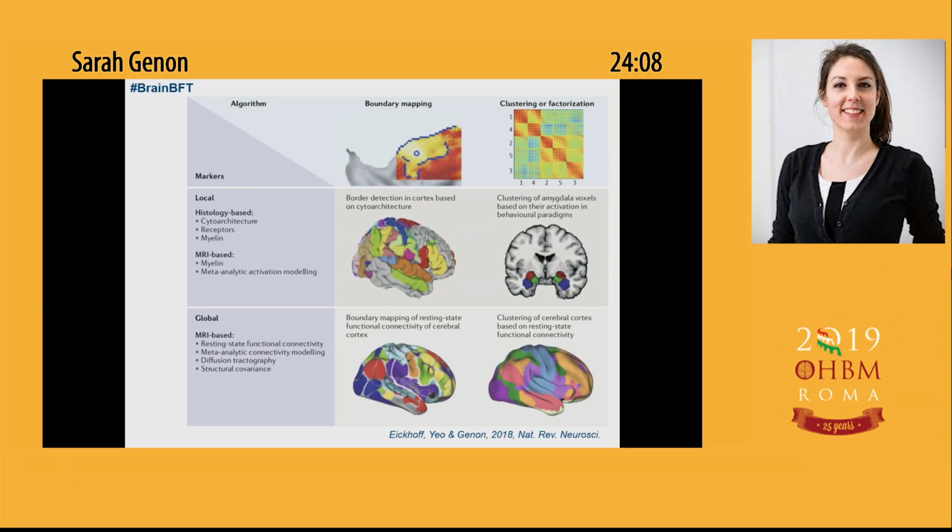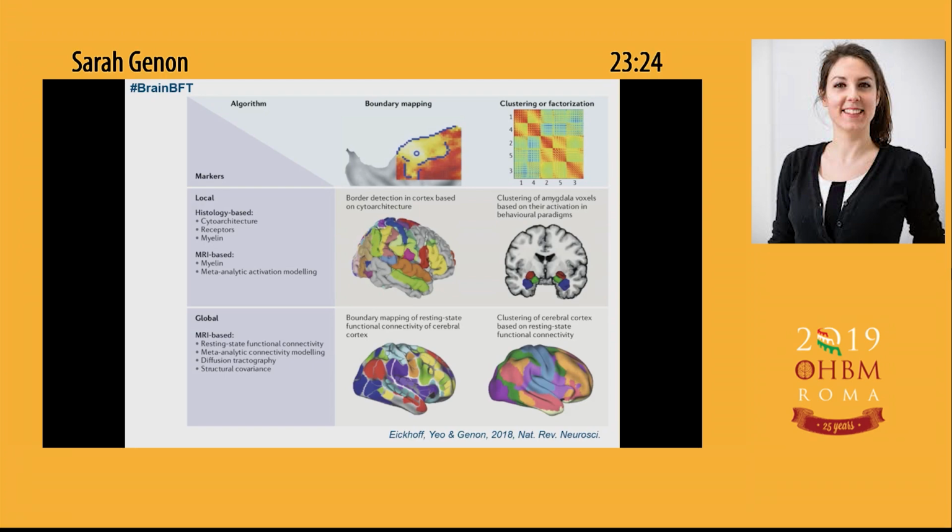Importantly, there is no assignment between the technique used, local or global, and the feature used, local or global. So basically, you can use any of those features with any kind of technique. For example, some authors have used a border detection approach with resting state data. This is what you see in the left inferior corner. And some authors have used a clustering approach with local features. What they did is look within the amygdala at the range of behavioral paradigms across which the voxels were activated, and then they clustered the voxels according to this information.